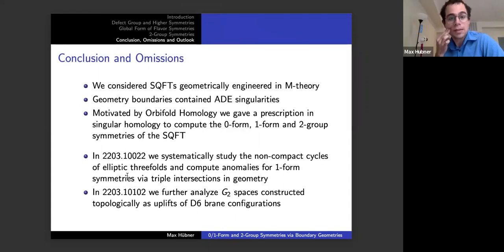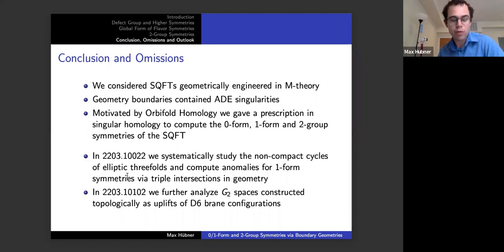Okay, so this was the last example I wanted to talk about. And so let me conclude. So what did I talk about? We considered supersymmetric quantum field theories, which are geometrically engineered in M theory. And we considered geometries whose boundaries contained ADE singularities. And then, motivated by orbifold homology, we gave a prescription in singular homology on how to compute the 0 form, 1 form, and 2 group symmetries of this supersymmetric quantum field theory.